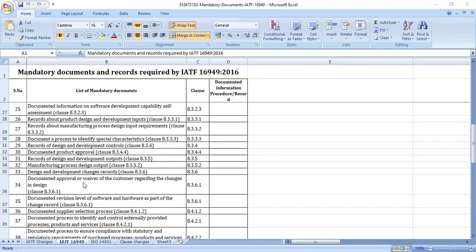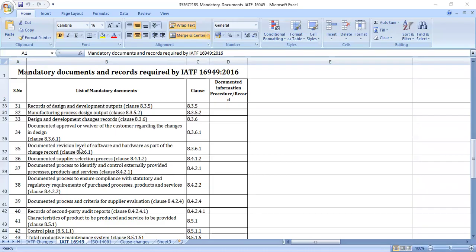Subclause 8.3.3.3. Records of design and development controls. Subclause 8.3.4. Documented product approval. Subclause 8.3.4.4. Records of design and development outputs. Subclause 8.3.5. Manufacturing process design output. Subclause 8.3.5.2. Design and development changes records. Subclause 8.3.6. Documented approval or waiver of the customer regarding the changes in design. Subclause 8.3.6.1.